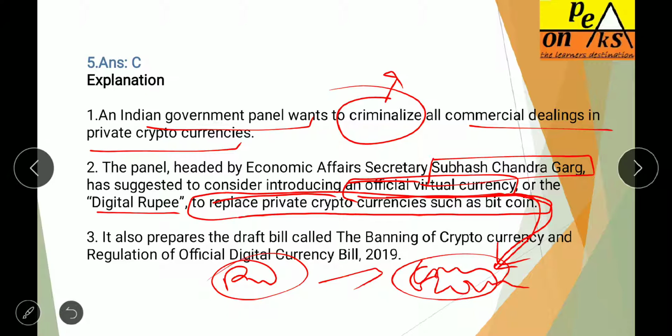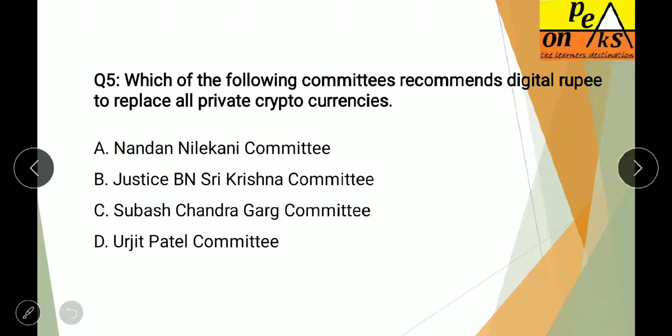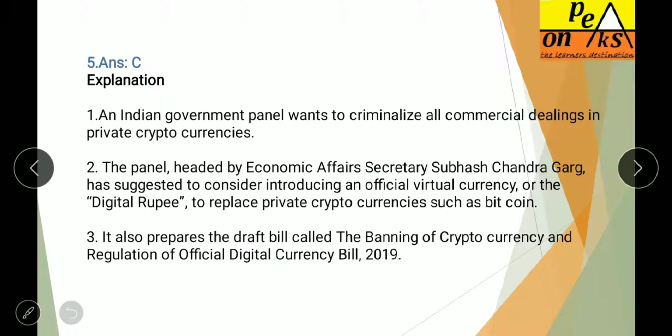The main aim of this official virtual currency is to weed out private currency from the economy. It also prepares a draft bill called the Banning of Cryptocurrency and Regulation of Official Digital Currency Bill, 2019. This is about the digital rupee, and this is it for the day.